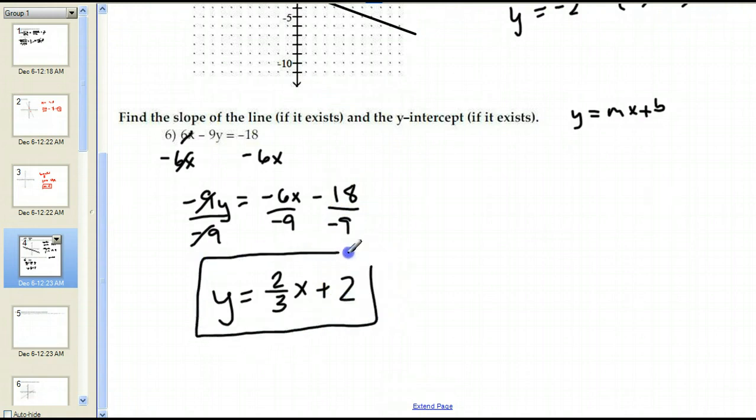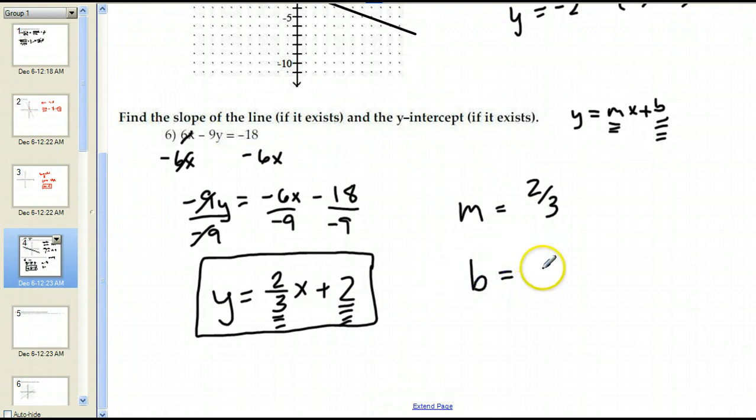Alright, so there's our mx plus b form. The number in front of x is the slope, so that's the 2/3. So the slope is 2/3, and then the constant, the number out here by itself, is the y-intercept. So the y-intercept is 2. Or if you write it as a point, it's 0, 2, technically.